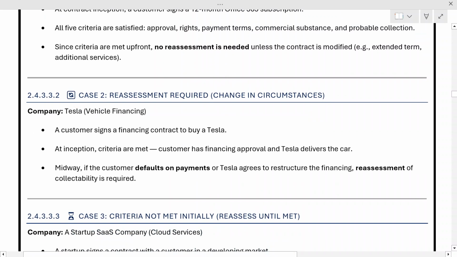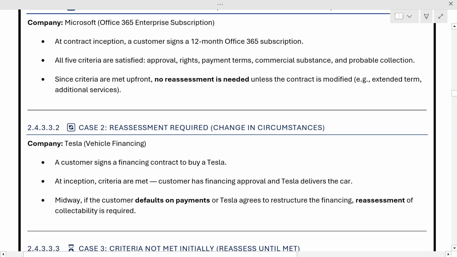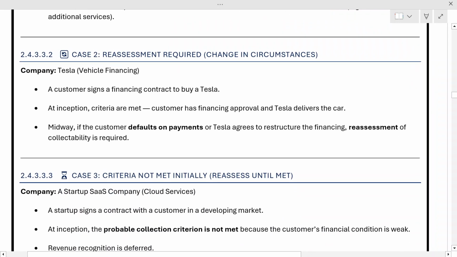In the second case, reassessment is required based upon change in circumstances. Let's take the example of the company Tesla, which is doing vehicle financing. A customer signs a financing contract to buy a Tesla car. At the inception, when the contract is signed, all the criteria are met, meaning there is approval, rights, payments, commercial substance, and probable collection as well.